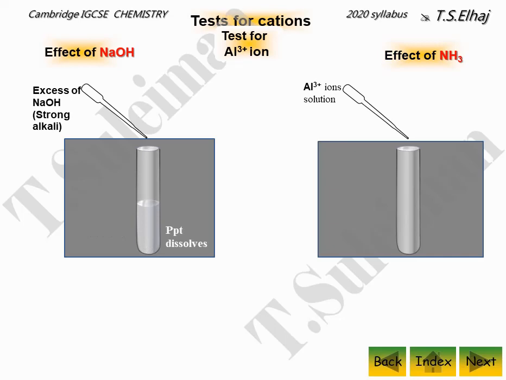We will repeat with ammonia to see if there is any difference from that of zinc. We add drops of ammonia, and also a white precipitate forms. Then we add excess ammonia, and the precipitate doesn't dissolve. So the test of aluminium differs from the test of zinc in that with excess ammonia the precipitate doesn't dissolve.